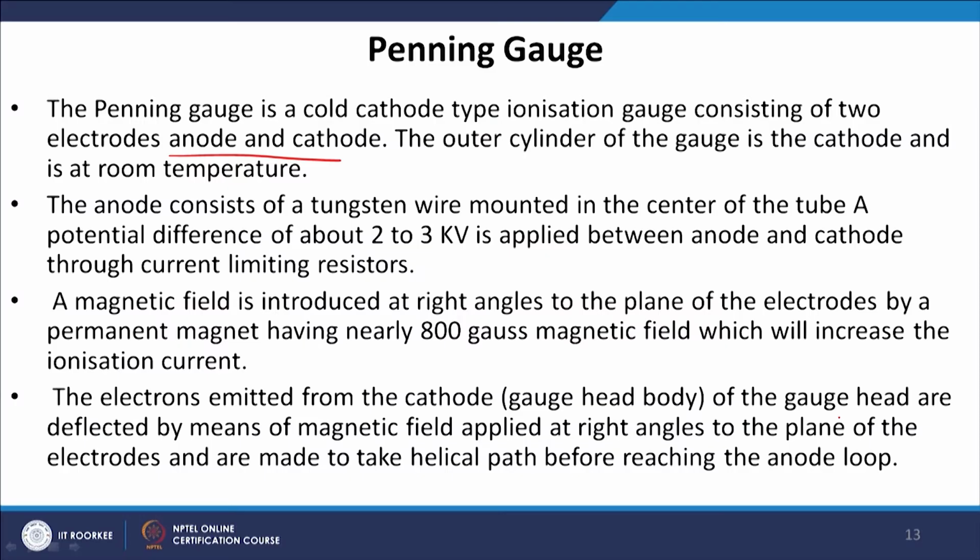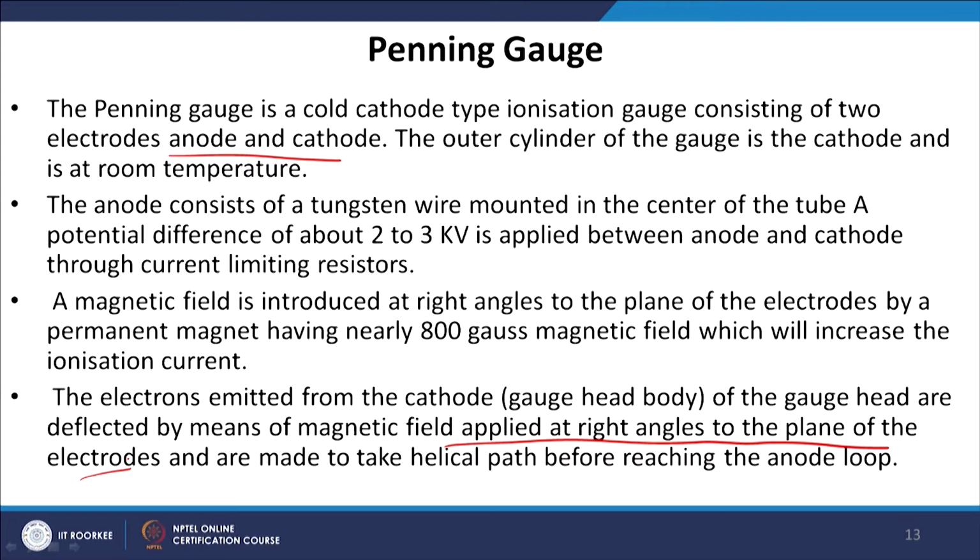Okay, so what will happen to the electrons in the presence of both electric and magnetic fields? The electrons emitted from the cathode, which is the body of the gauge head, are deflected by the magnetic field applied at right angles to the plane of the electrodes and made to take a helical path before reaching the anode loop.